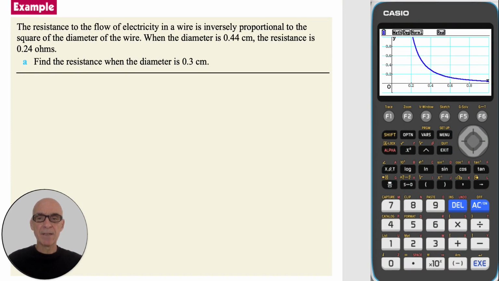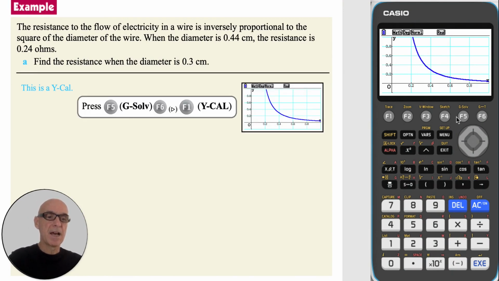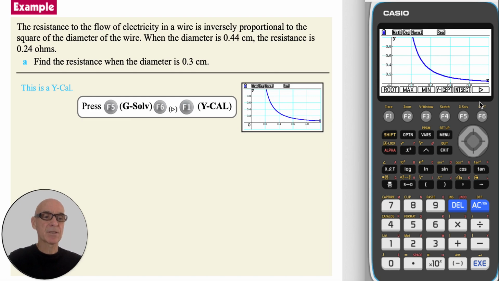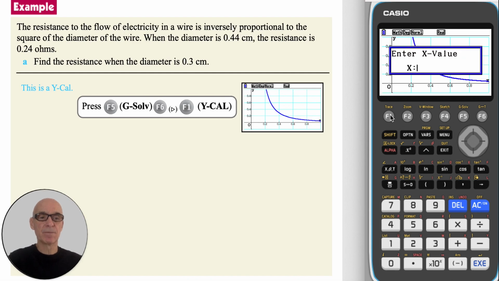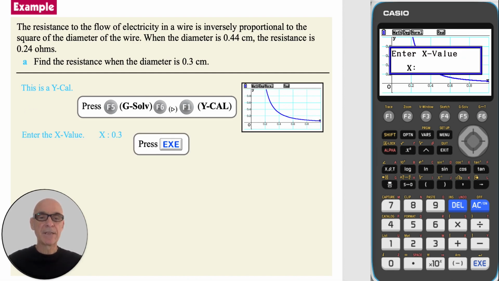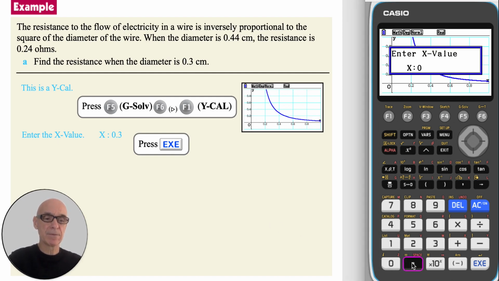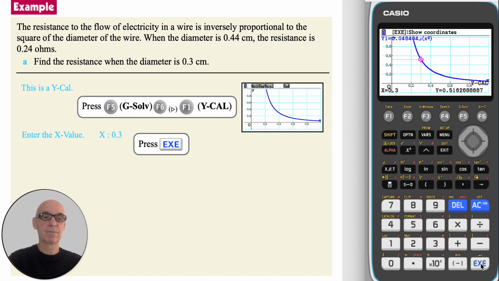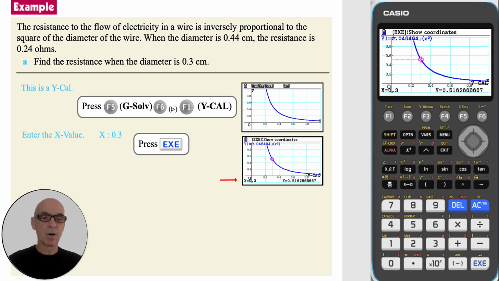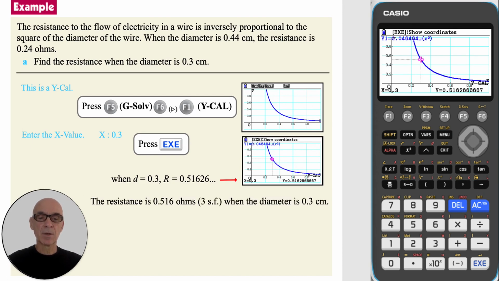So in part A, to find the resistance, on the calculator this is a Y calculation. Press F5, G-solve, F6 to get to the second page of tabs, and F1 for a Y calculation. Enter the value of X, which is representing the diameter, so that's 0.3, and press Execute. Write down the value of Y, which is representing the resistance, and you can see that we get the same value that we had before.